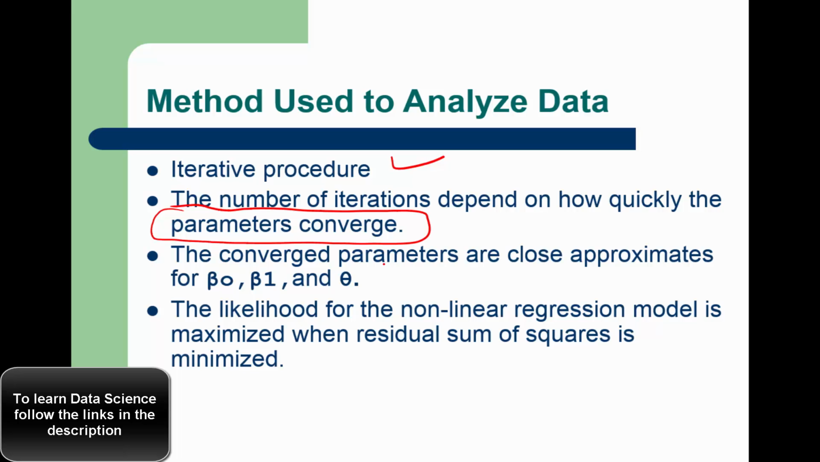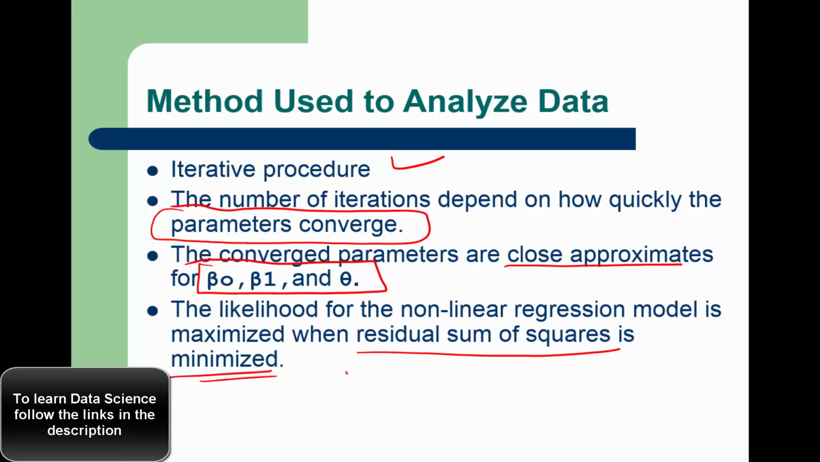will tell us how many iterations are required. The converged parameters are close approximations of the three parameters. They may not completely represent the actual values, but they might be very close to what we are expecting. The likelihood of the nonlinear regression is maximized when the residual sum of squares is minimized.